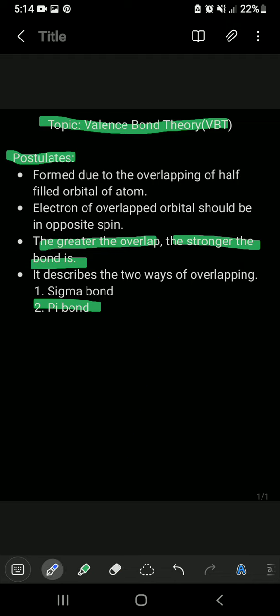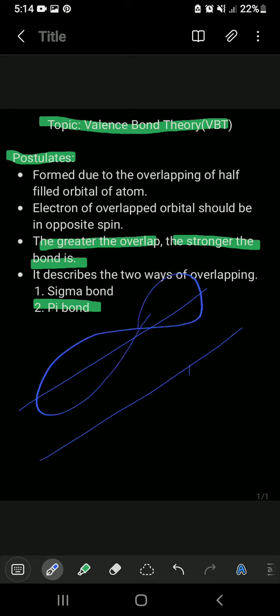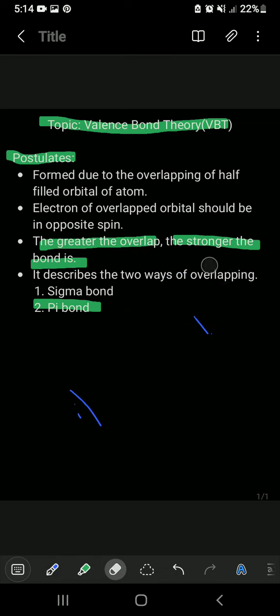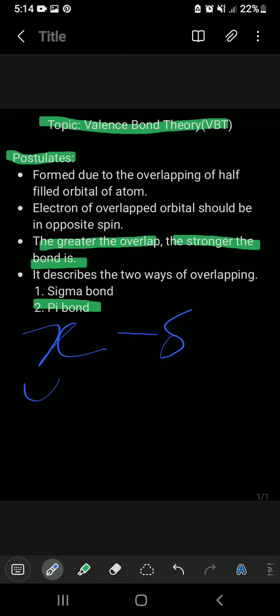Now if we talk about the z-axis, this also makes parallel bonding. These are parallel to each other, which means they also make parallel bonding. Only the x-axis makes a sigma bond, and the y and z-axes make pi bonds.